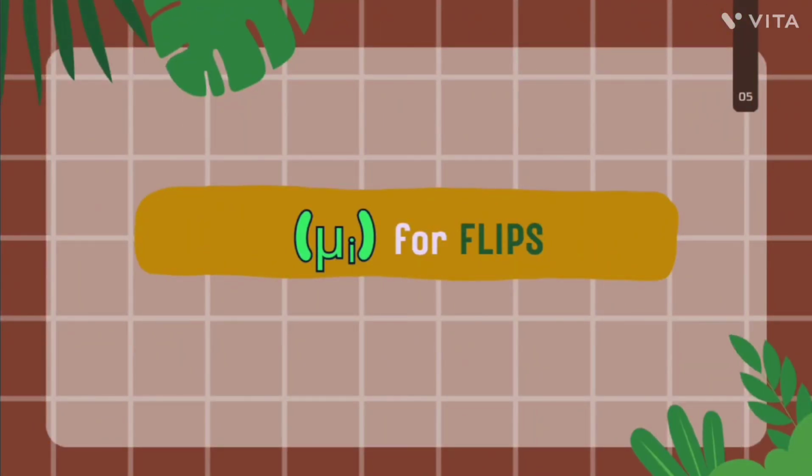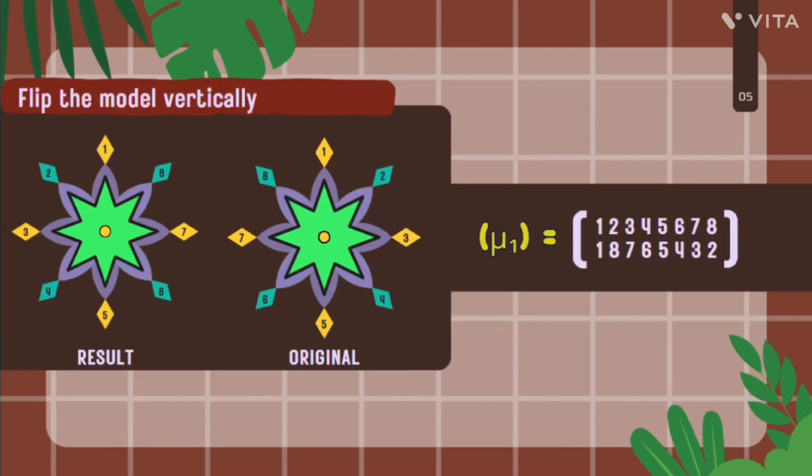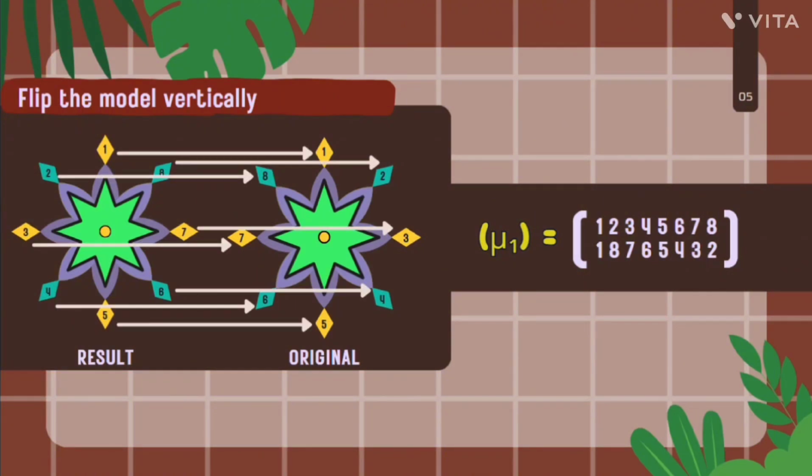Next, we have here the mu sub 1 for flips. So, the movement of mu sub 1 is flip the model vertically. So, 1 maps to 1, 8 maps to 2, 7 maps to 3, 6 maps to 4, 5 maps to 5, 4 maps to 6, 3 maps to 7, and 2 maps to 8. That is from the movement of mu sub 1.